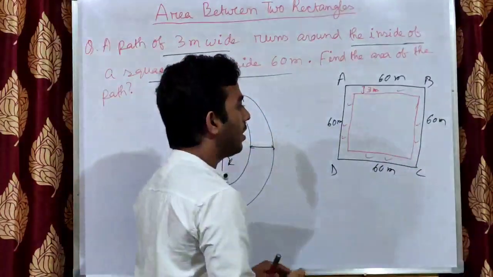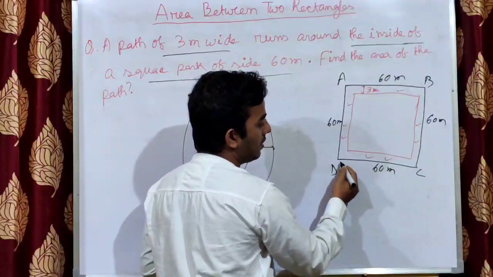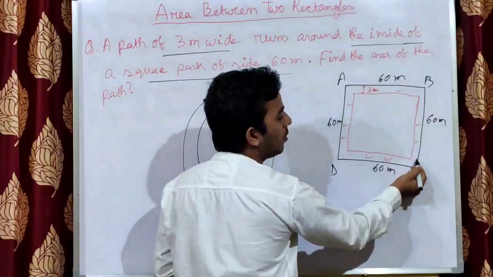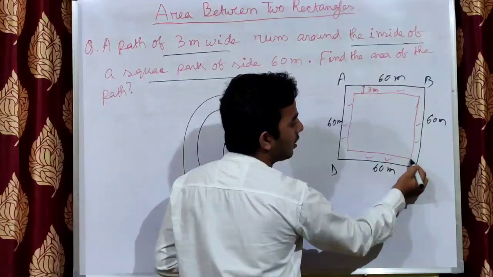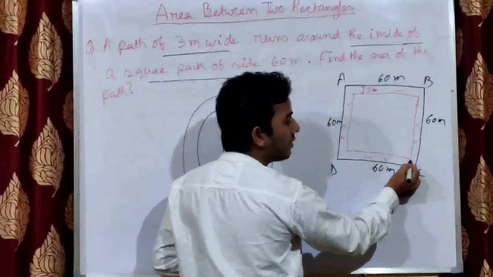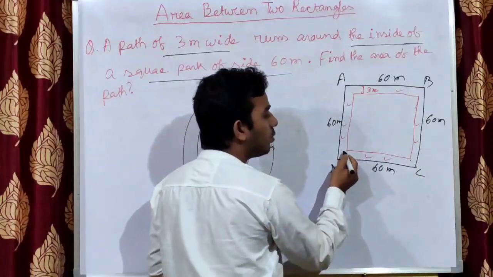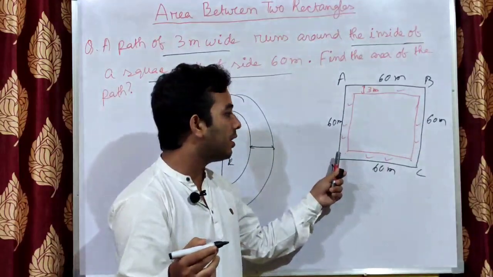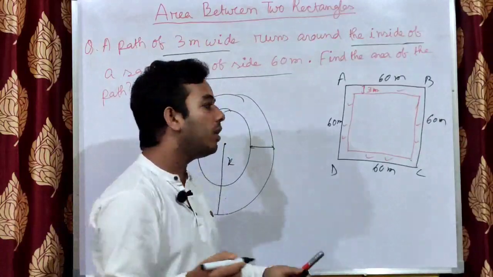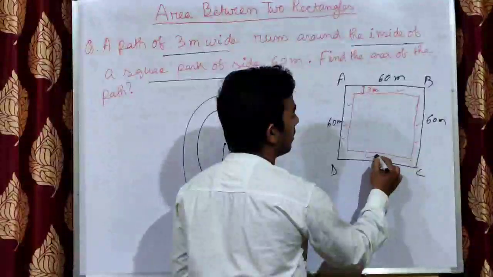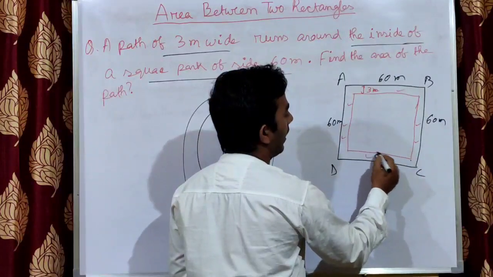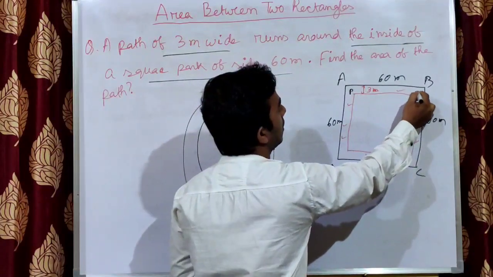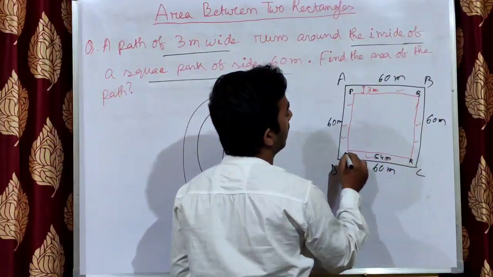We will subtract. This is 60 meter, so as we removed 3 meter from this side, it will be 60 minus 3, it is 57. Again from this side also we have removed another 3 meter, right? Another path 3 meter, then 57 minus 3, it will be 54. That means the length of this side will be 54 meter. You will name them as P, Q, R, S.